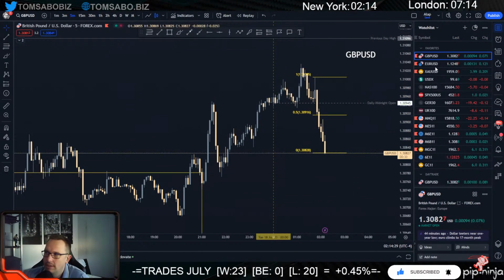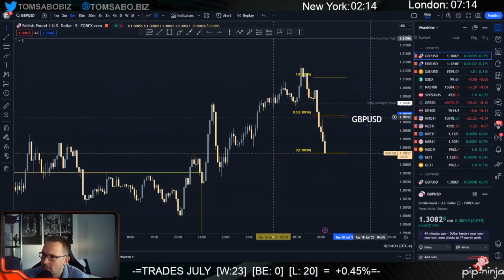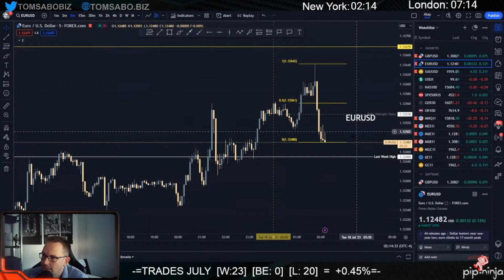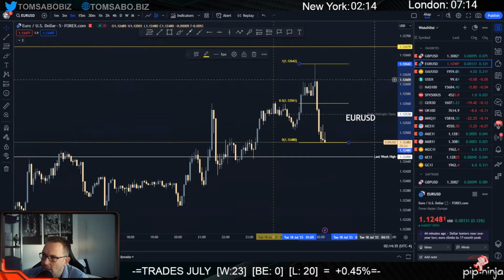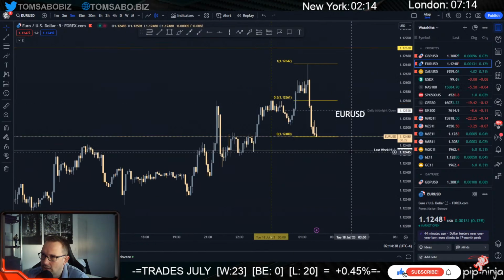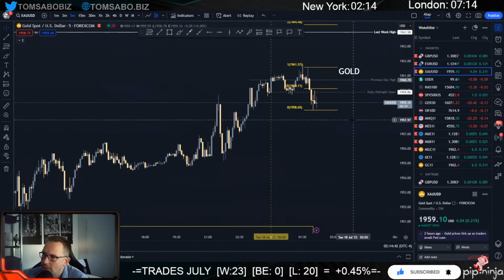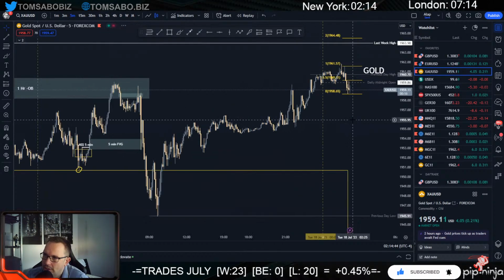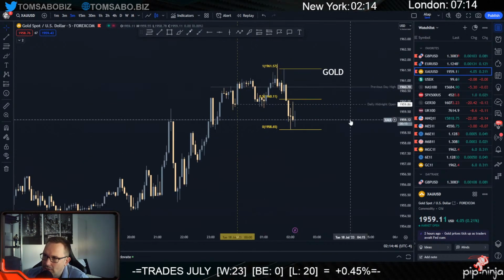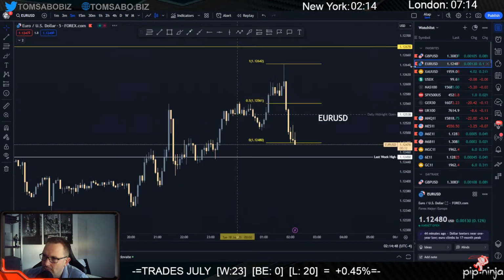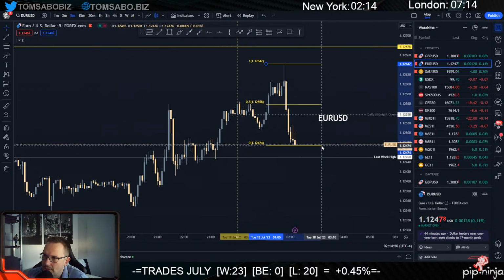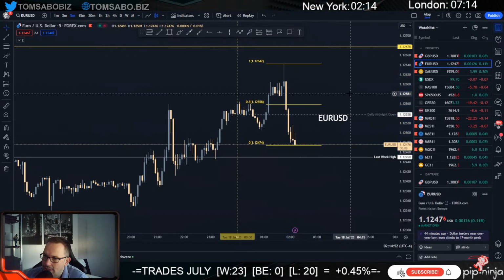Let's dive into it real quickly because I was late. As you can see, I already outlined my targets and my scenarios on both euro, pound and gold. It's not that difficult, actually it's very simple. I'm looking for some kind of a drop in these pairs.